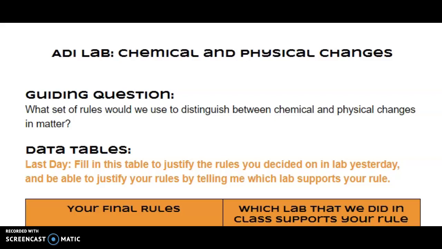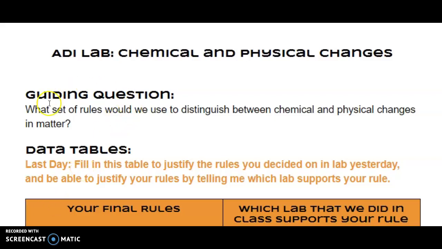The last 2 days you were in the classroom, you did experiments. The first day you knew if you were doing an experiment on a chemical change or a physical change because it told you on the data chart. The second day, it didn't tell you whether it was a physical change or a chemical change. You had to use your rules to decide whether you thought it was a physical change or a chemical change, and you had to explain why. Today, while you're working from home, you're going to justify those rules.